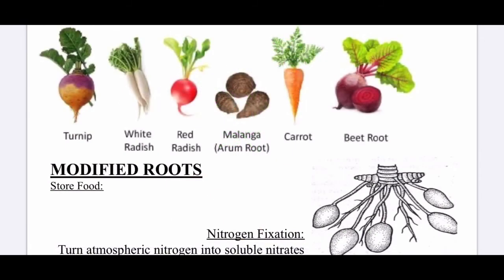Some of the roots store food in them. These roots are called modified roots. Examples are turnip, carrot, beetroot, and sweet potato.